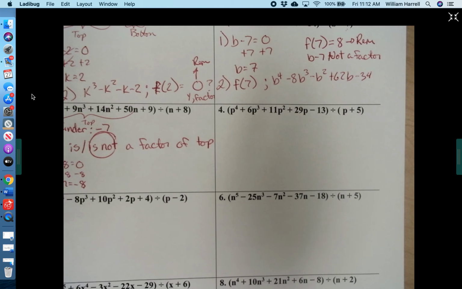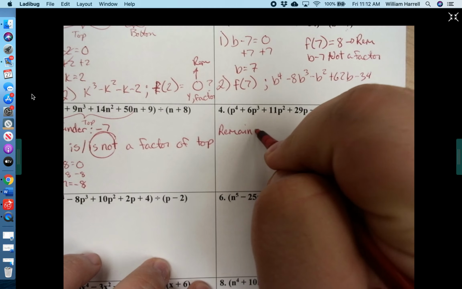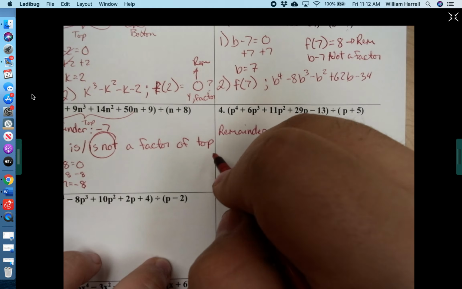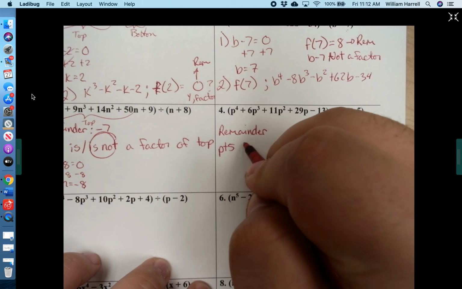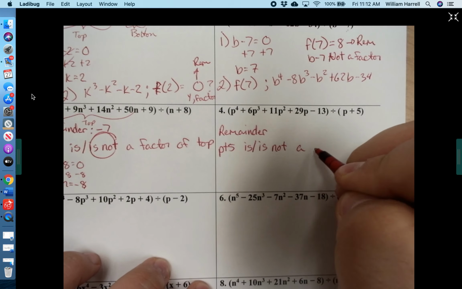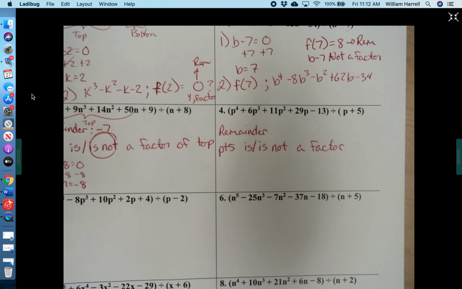All right. Y'all go through here and do number 4 as well. Again, I want you to find what's the remainder. Okay. Then tell me if p plus 5 is not a factor of the big polynomial. Again, you will have gotten feedback through play pause it.